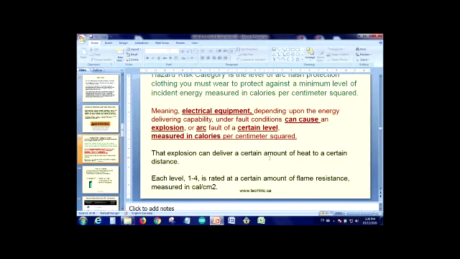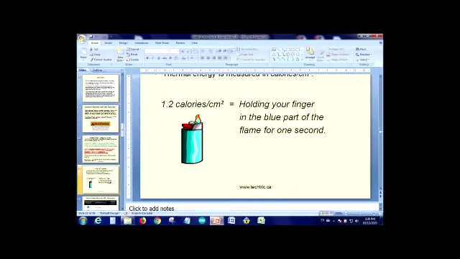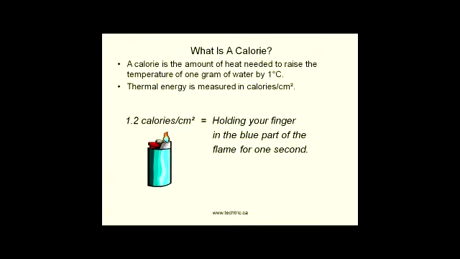So there's a certain level of classifications as far as protecting you from that. The explosion can deliver a certain amount of heat. So the heat is the key here. The explosion can deliver a certain amount of heat to a certain distance. Each level is related to a certain amount of flame resistance measured in calories per square centimeter. Okay, let's see if we can bring that on the full screen here.